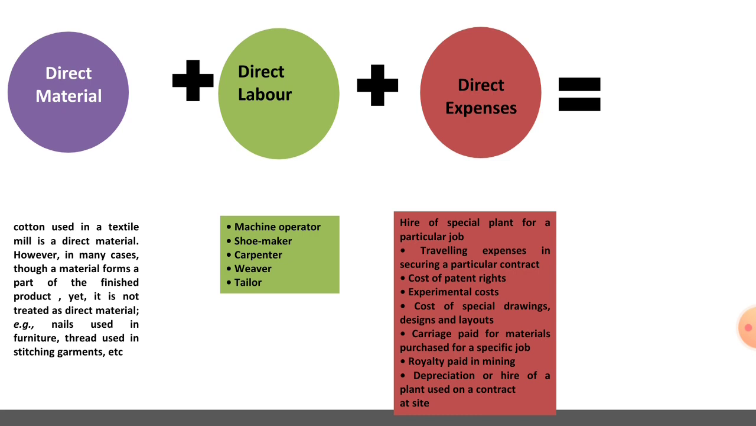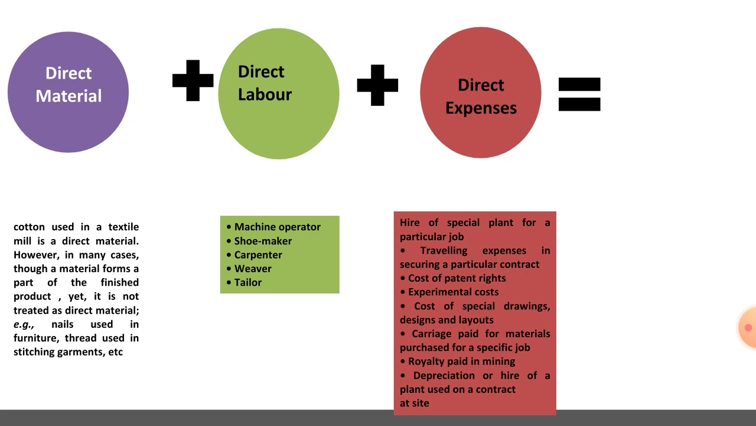Cost of patent right. Sometimes you are manufacturing products which are already available in the market, but for that purpose you need to take the patent rights from the owner of that particular design or the maker of that particular product. Cost of special drawing, design and layout, carriage paid for purchase of material, royalties paid, and depreciation or the hire of plant used on a contract at a site. So these are the examples of direct expenses.